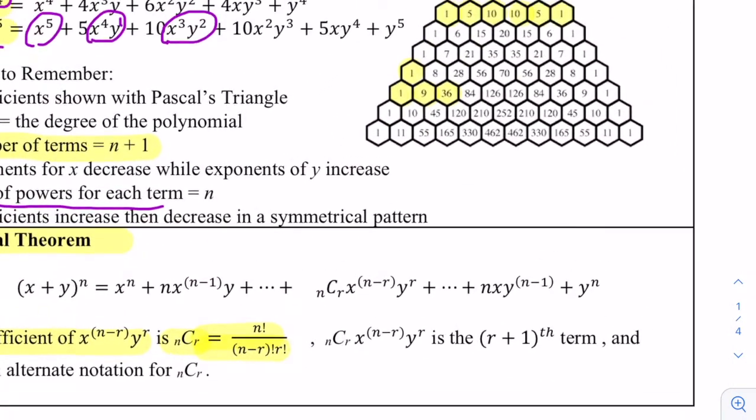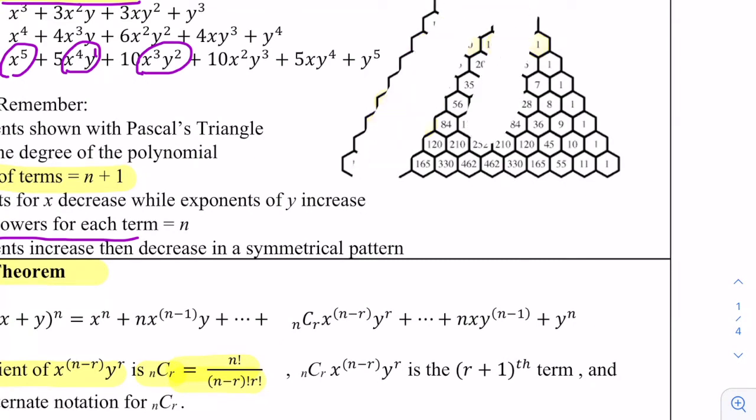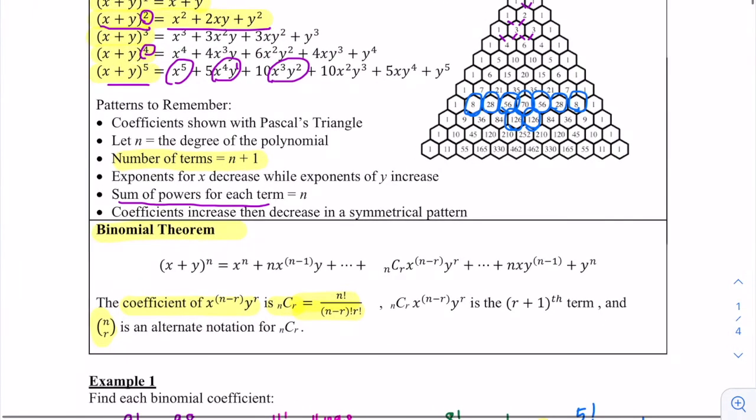So we can tell right here that the values are symmetrical. If we have 8 over here, we're also going to have 8 over here. And you can see 28, 56, and the number in the middle is 70. If we have two numbers, 126 and 126, we have that symmetry in the binomial expansion.